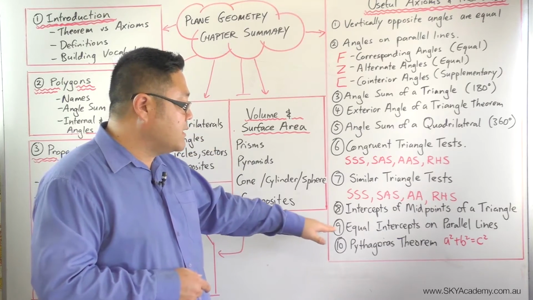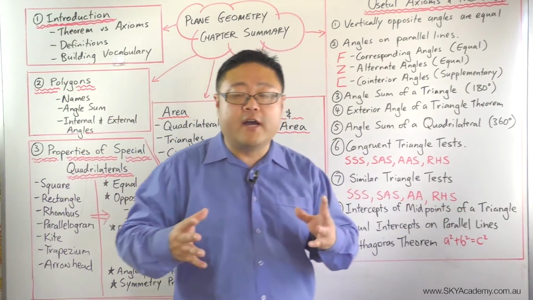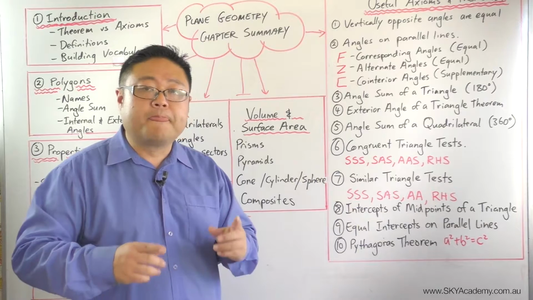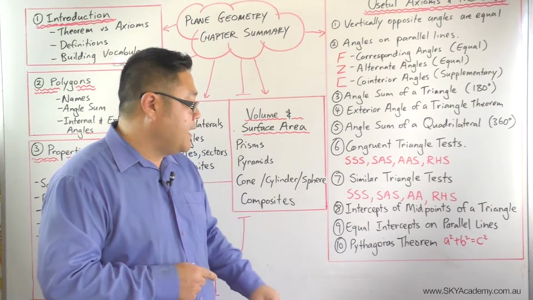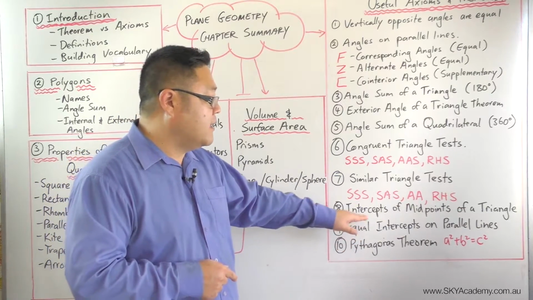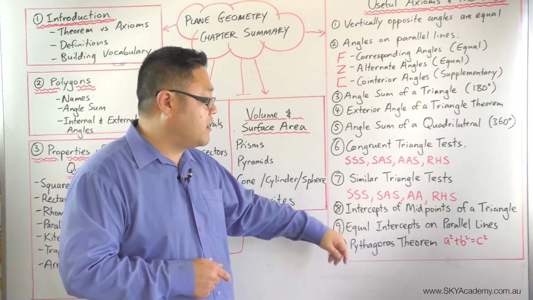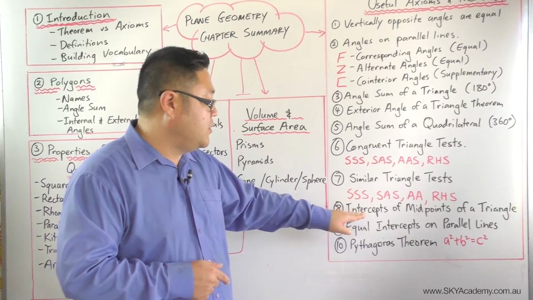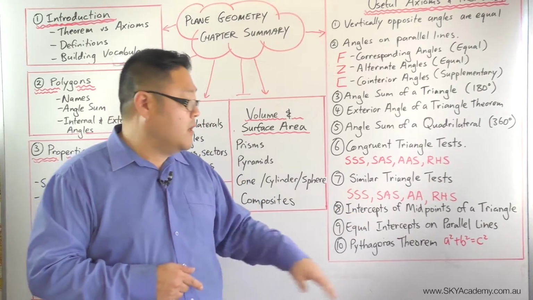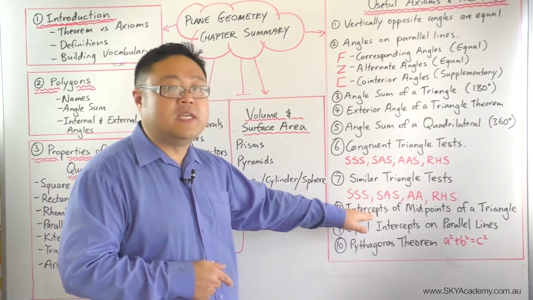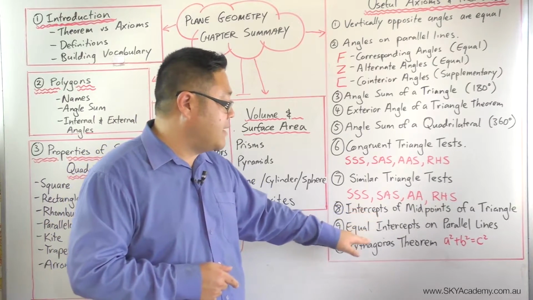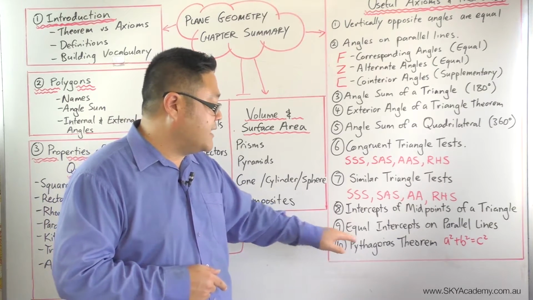Now, the other thing was that the equal intercepts on parallel lines will also give you equal ratio. And that basically is a corollary to that one there. In other words, we get this by using this. We take this one step further, and we get this axiom here.